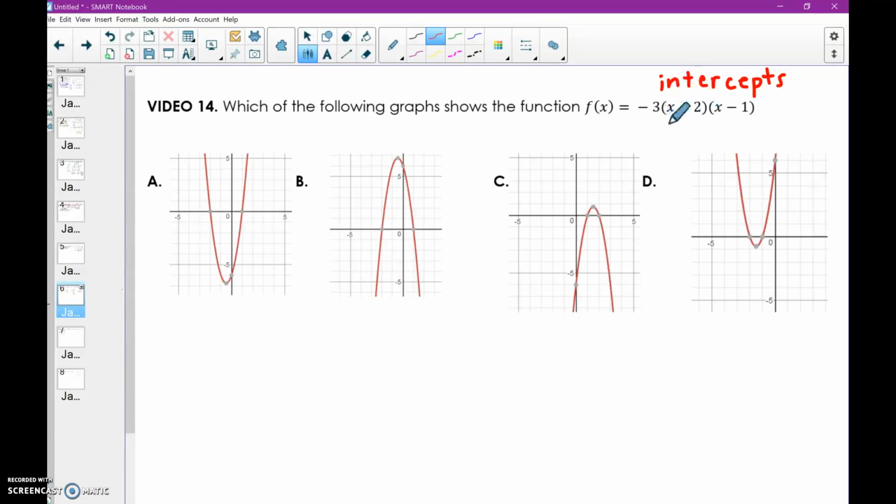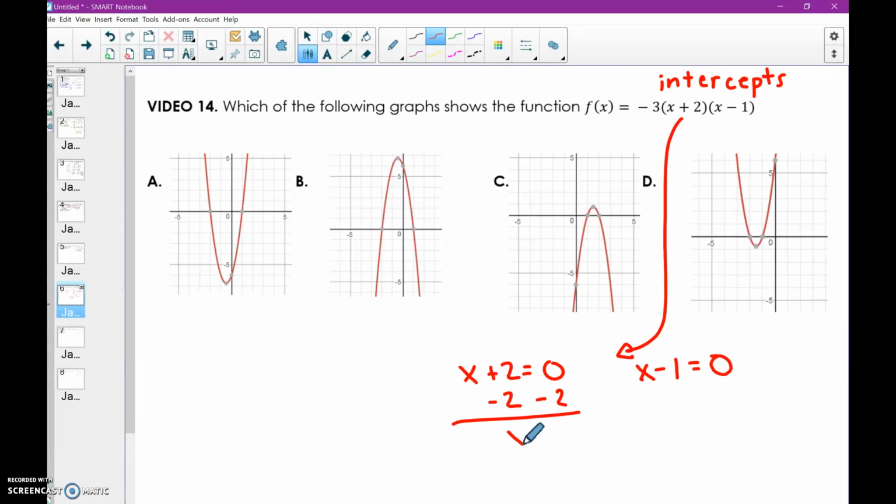Remember, these are how we find the x-intercepts. We're going to take each of those pieces down here and solve them after we set them equal to 0. Hopefully that's ringing some bells on how you solve for intercepts here. Little bit of easy algebra. We get that one of the x-intercepts is at -2, and the other one is at +1.